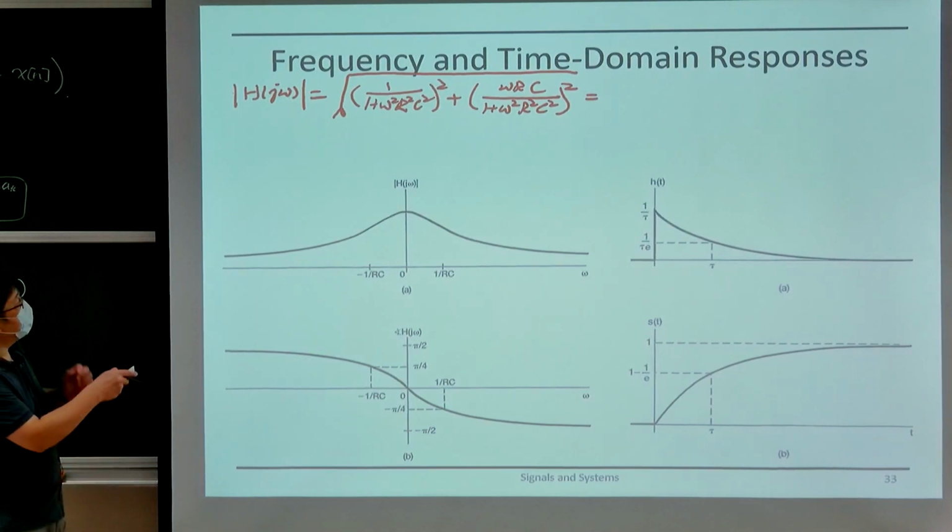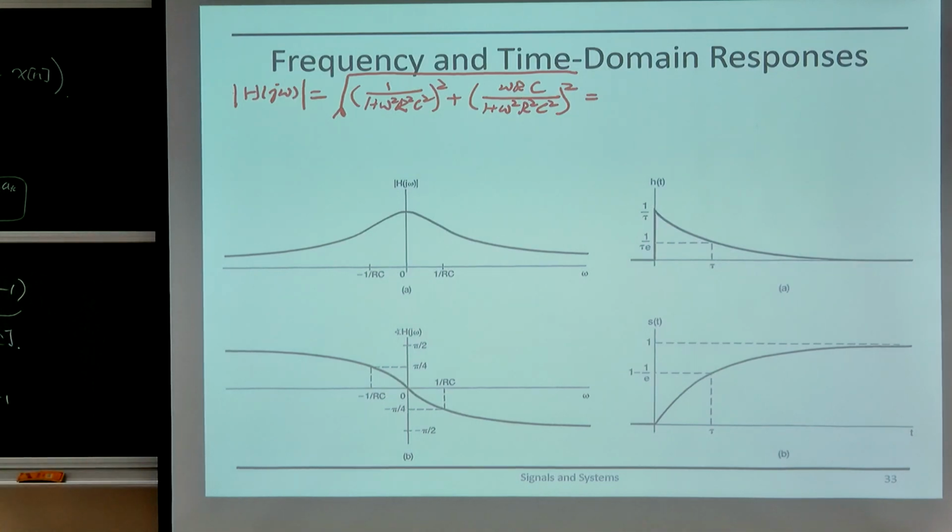So if you work this out, here you have in the numerator 1 plus omega square R square C square, which cancels out with one of these terms in the denominator. So eventually what you get is 1 over the square root of 1 plus omega square R square C square. So then what about the phase?